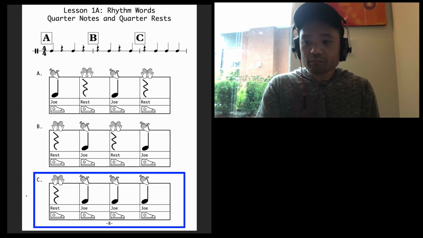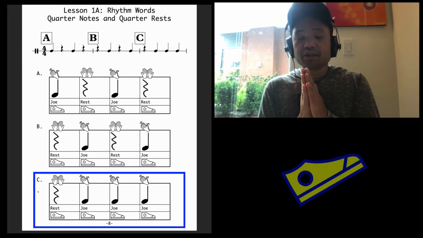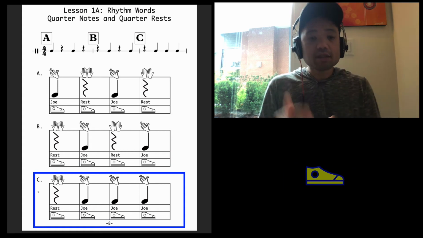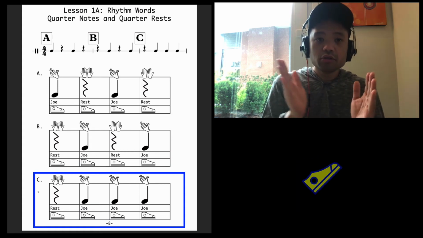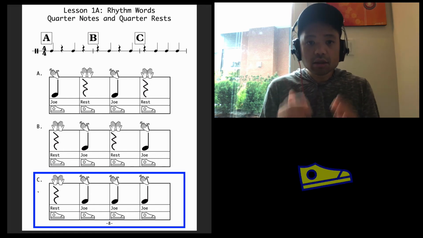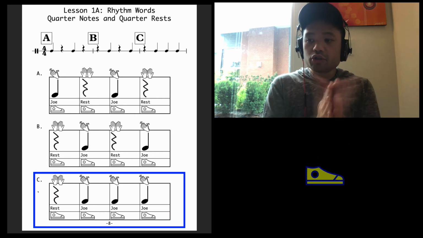Here we go. But you still tap your foot, right? You still tap your foot on the rest. One, two, letter C, my turn. Rest, Joe, Joe, Joe. Again, rest, Joe, Joe, Joe, rest, Joe, Joe, Joe.